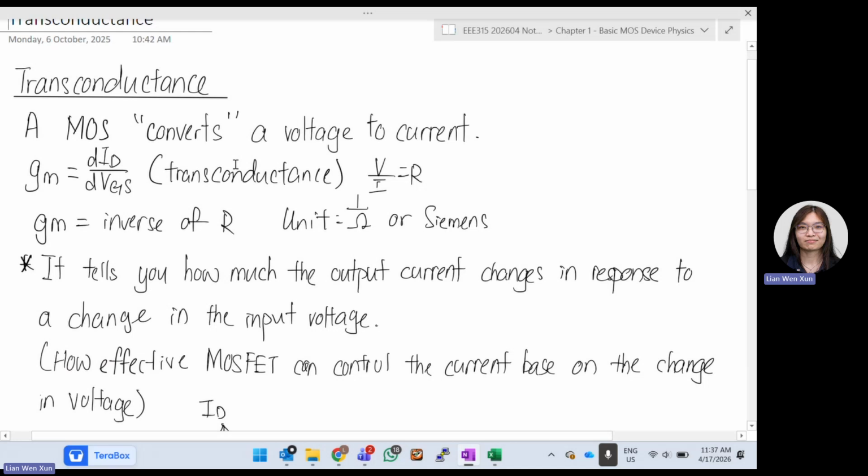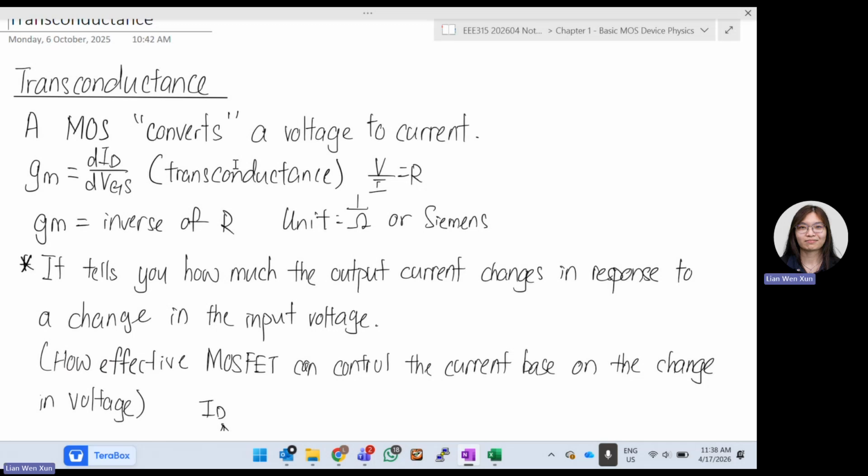Okay, so the next one is transconductance. So we say our MOSFET, NMOS, PMOS, transistor, MOS device, all these terms I use the same, I mean the same thing. So all these transistors convert a voltage to current. Our MOSFET, our CMOS device, converts a voltage to current. Because you remember we say we increase voltage and then we get current. So we are converting the voltage into current. So we say that they have this transconductance characteristic.